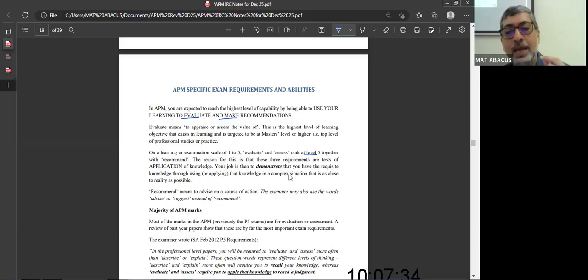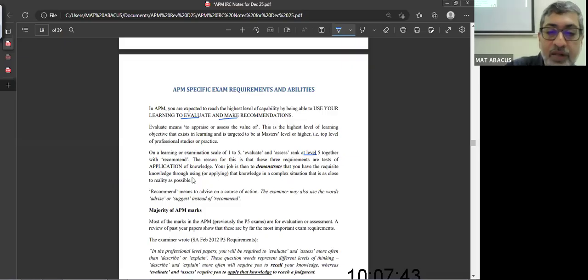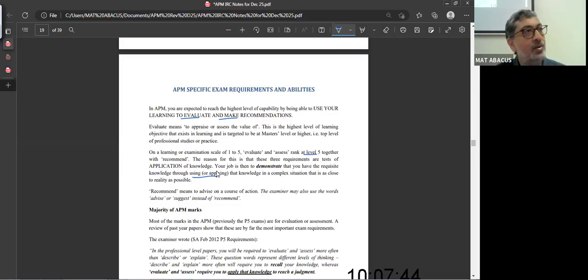So your job is to demonstrate that you have the requisite knowledge, not by repeating it, but through using, and so as I use the word, applying that knowledge in a complex situation that is as close to reality as possible. The complex situation is what the examiner will describe through a scenario. So your job is to try to understand the scenario, understand the evaluation, what you need to do, use that knowledge to apply it to the situation.